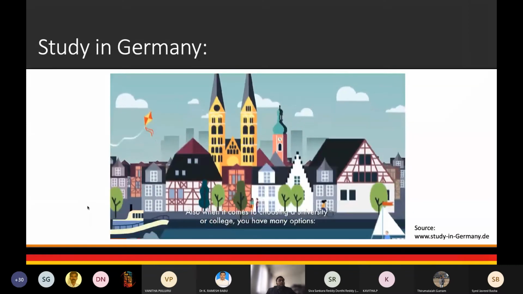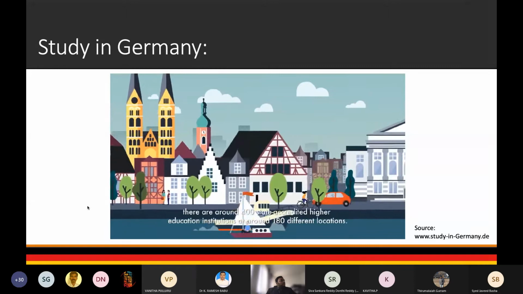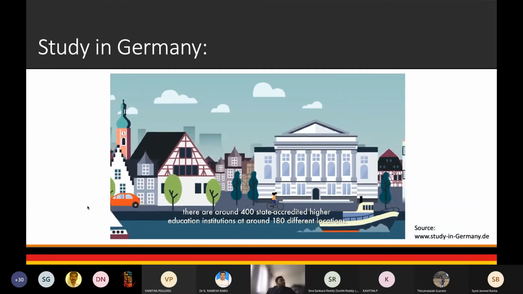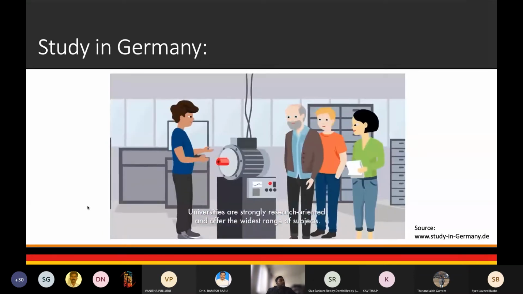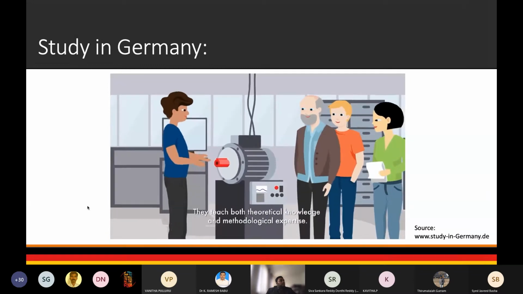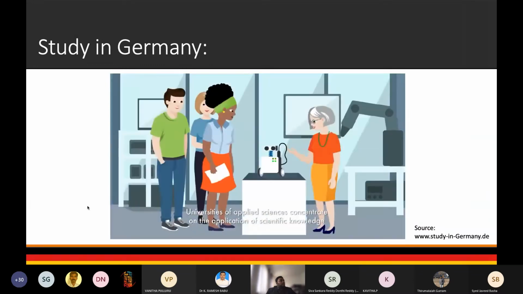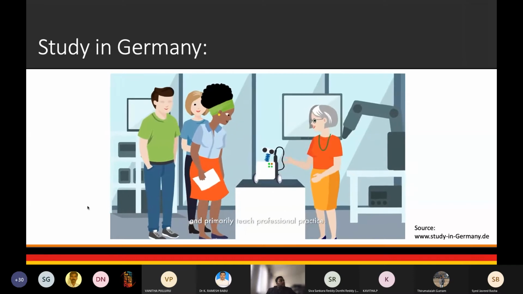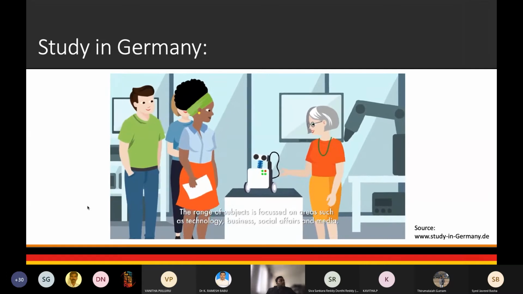Also, when it comes to choosing a university or college, you have many options. There are around 400 state-accredited higher education institutions at around 180 different locations. Universities are strongly research-oriented and offer the widest range of subjects. They teach both theoretical knowledge and methodological expertise. Universities of applied sciences concentrate on the application of scientific knowledge and primarily teach professional practice. The range of subjects is focused on areas such as technology, business, social affairs, and media.